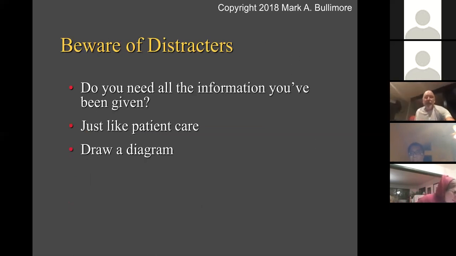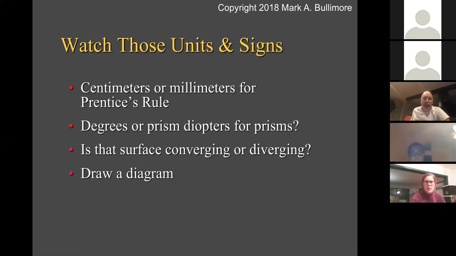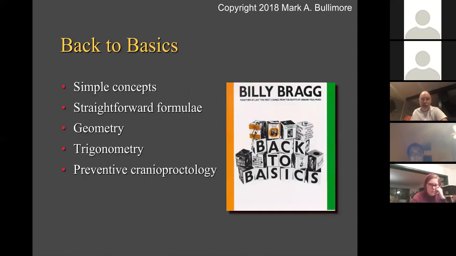And you've got to ask yourself whether you need to use all the information you've been given, or is it just a distractor? And again, draw a diagram. Watch units and signs. We're notorious in optics for using meters, millimeters, and centimeters. So remember, for Prentice's Rule, it's centimeters, not millimeters. Pay attention to whether you're being asked about degrees or prism diopters for prisms. And figure out, first of all, whether the surface you're dealing with has converging or diverging properties. And once again, draw a diagram.